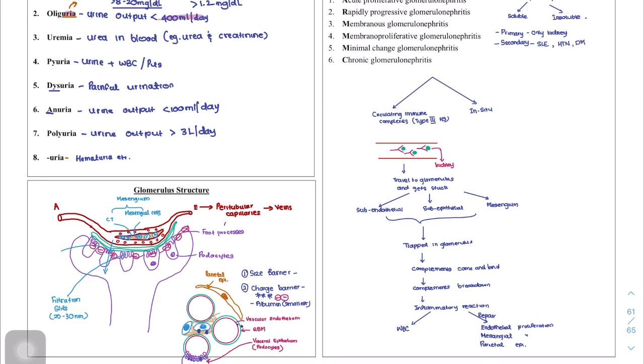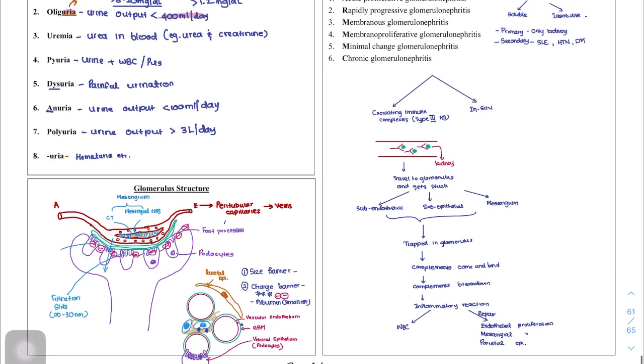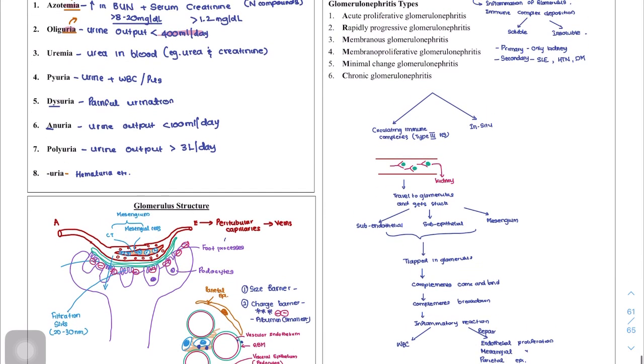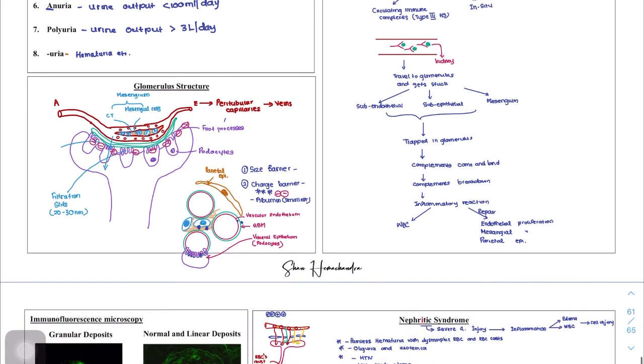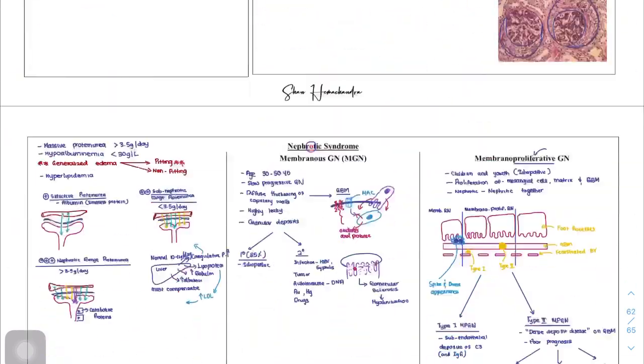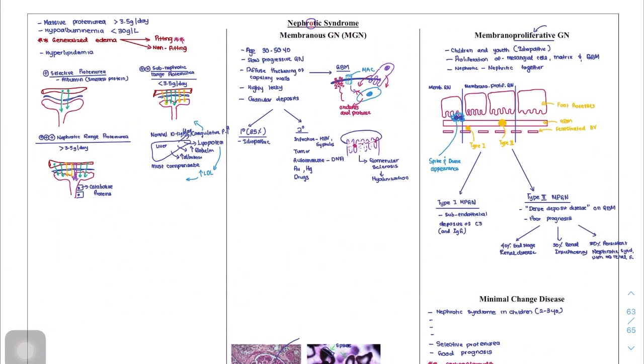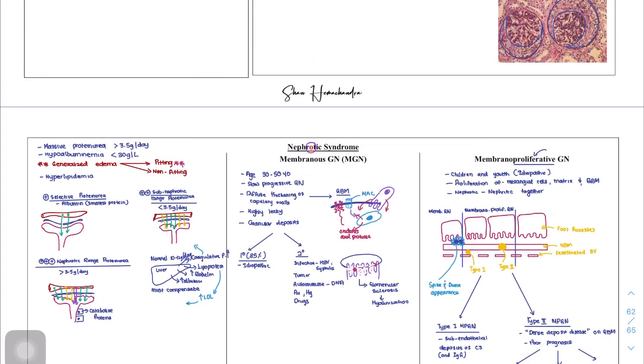Let me quickly go through this again. The most common cause of glomerulonephritis is going to be immune complex deposition. If the damage is not as much, we can get a situation called nephrotic syndrome. There is no inflammation. The damage is not big enough to call the inflammatory cells. So there is going to be proteinuria and generalized edema.